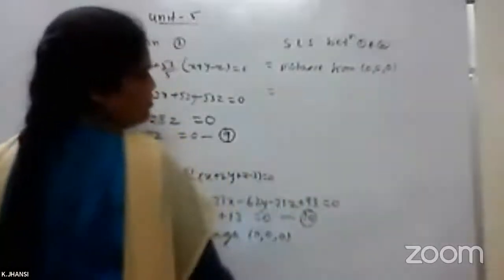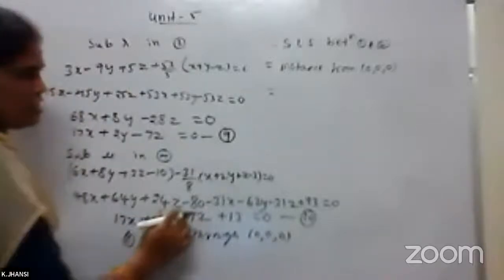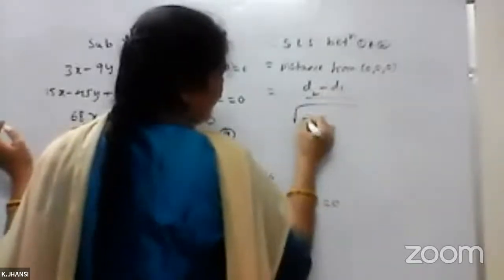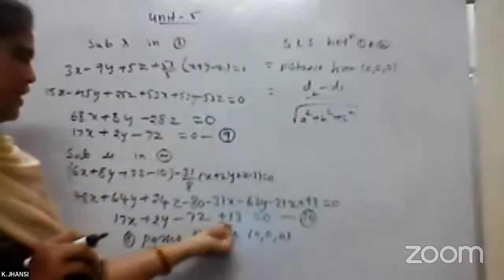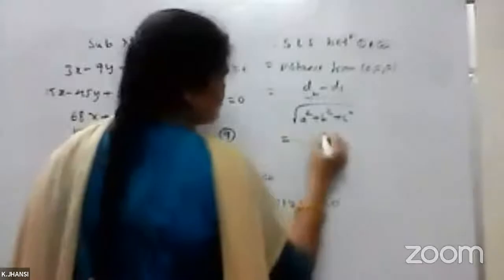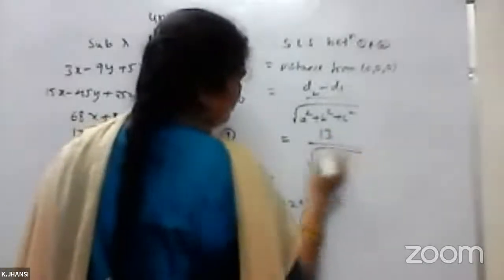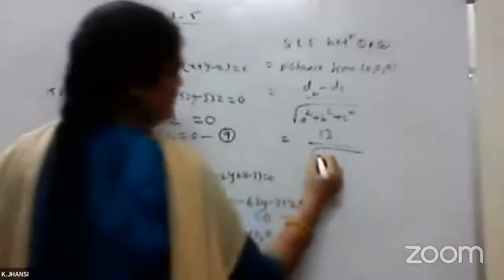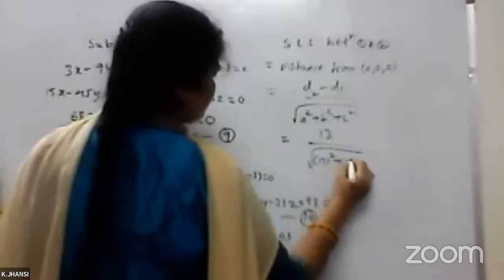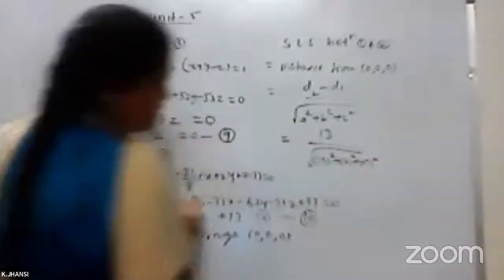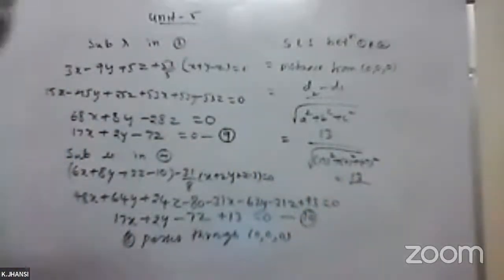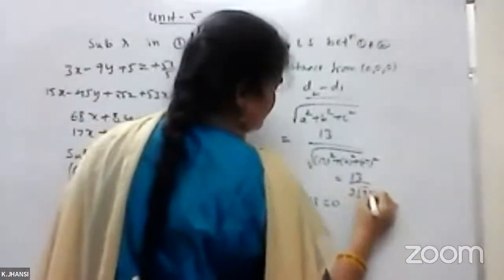So here these all values are 0. The formula is d2 minus d1 by under root of a square plus b square plus c square. Here our d1 is 0 and our d2 is 13. So it is equal to 13 by under root of, what are the coefficients of x, y, z? The coefficients are 17, plus 2 whole square, plus minus 7 whole square. If you simplify this, you will get 13 by 3 root 38.